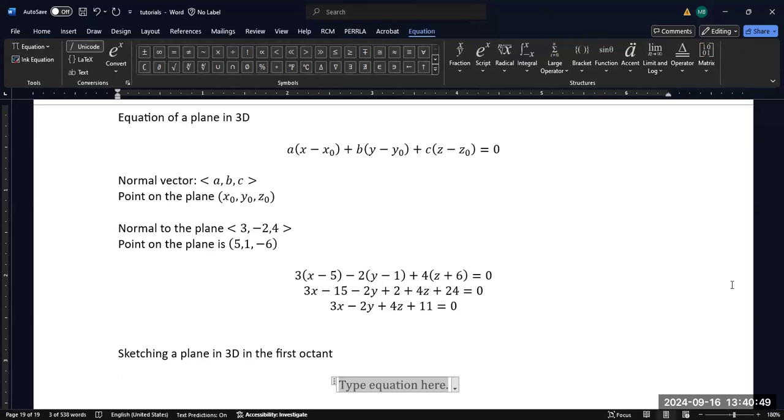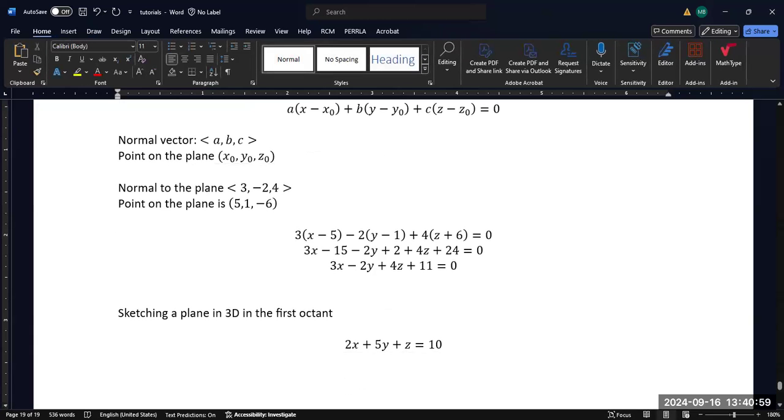And so typically, for that kind of a plane, all of the coefficients of your x, y, and z are positive, and the constant at the end of your equation, if you move this constant to the other side, is also going to be positive. That's going to guarantee that all of your x, y, and z intercepts are positive and therefore intersect with the xy plane.